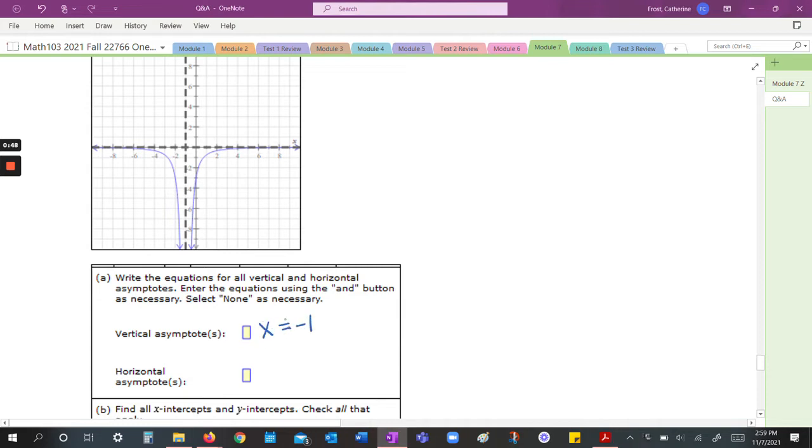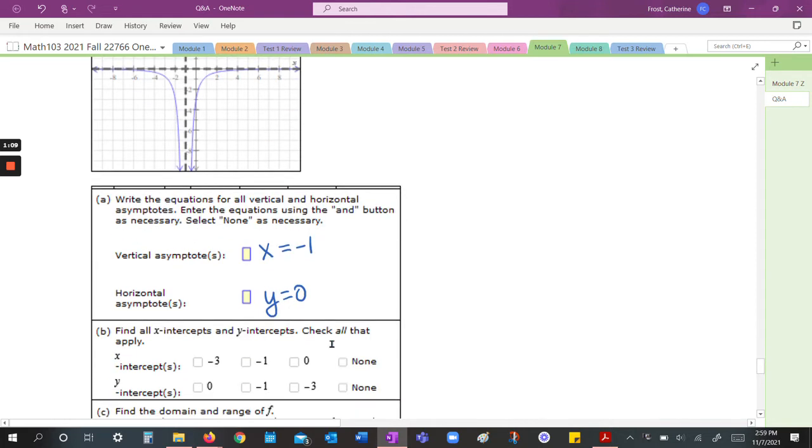And if you don't type the x equals, they will count it wrong. That is an important part of the answer because you're writing the equation of a line, not just writing a value. And then for the horizontal asymptote, that appears to be right on the x-axis, and so the equation for that is y equals 0. Okay, so that's asymptotes. It looks like intercepts are next.